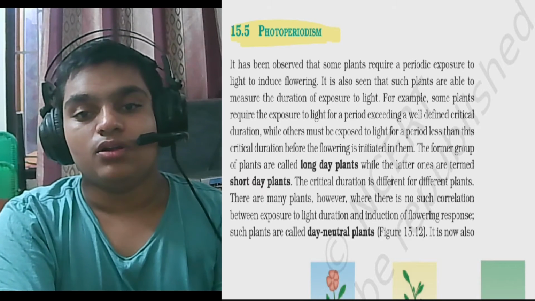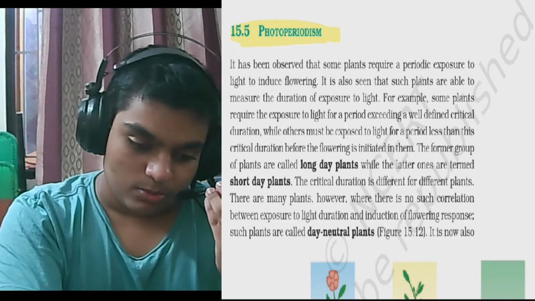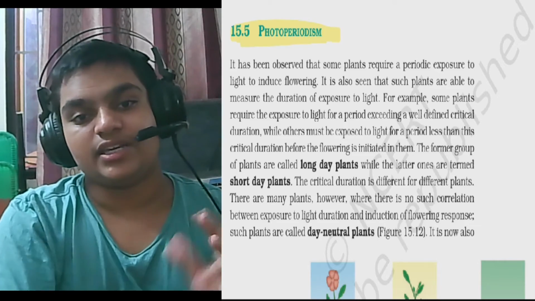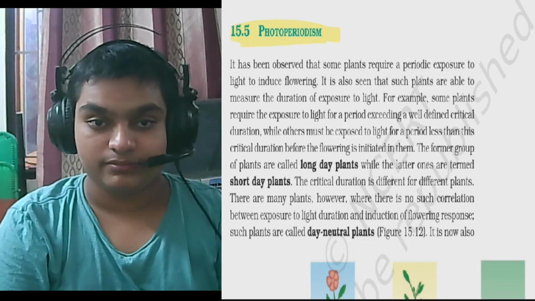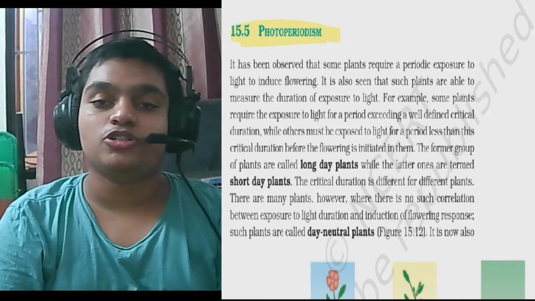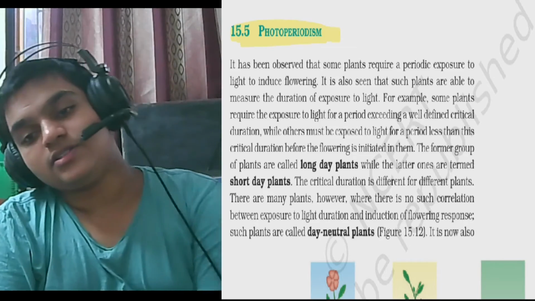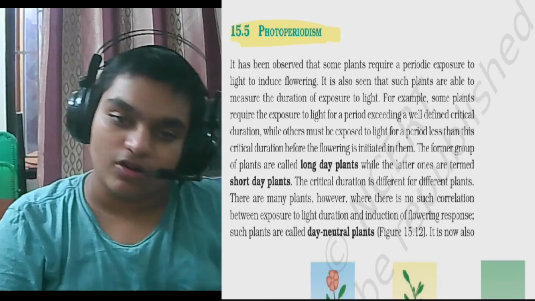Now, what happens is, in some plants, periodic exposure to light is necessary to induce flowering. If the plants are not exposed to light, there may not be flowering in some plants. In some plants, if they are exposed to light, there may not be flowering.